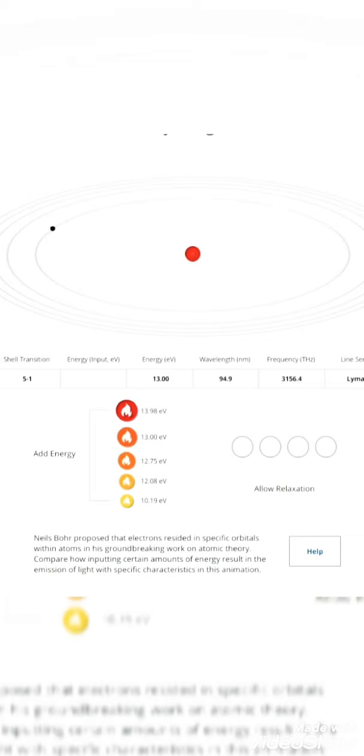Now we again would add energy like this. We have added energy, the electron has jumped towards the second orbit, and when we add energy once more, the electron would jump again towards the third orbit, and when we allow it to relax, when we remove energy, then the electron would again move towards the lower orbit.